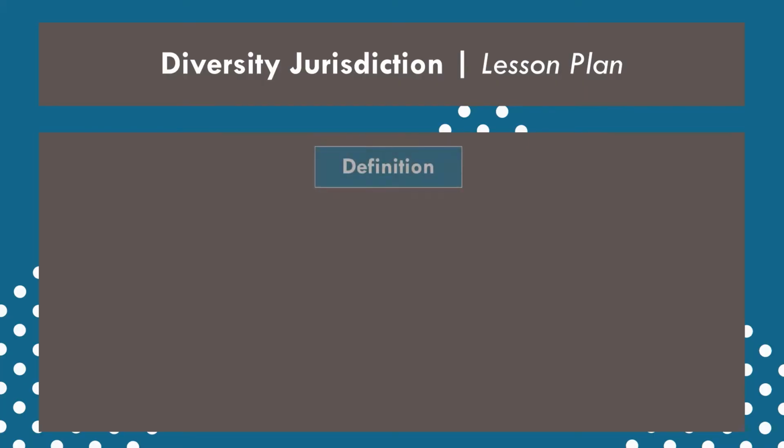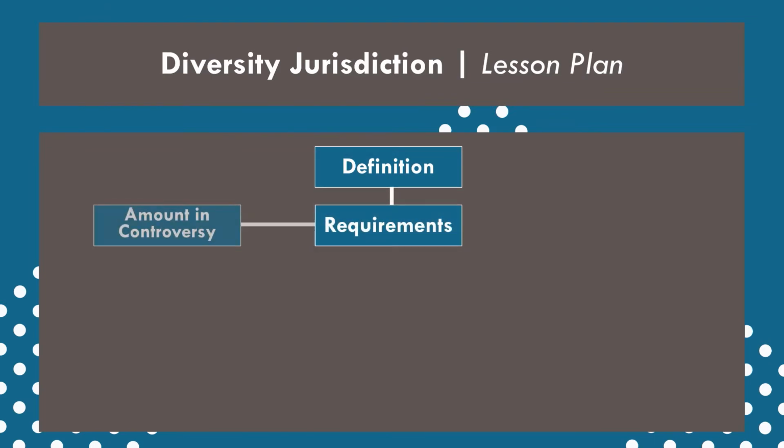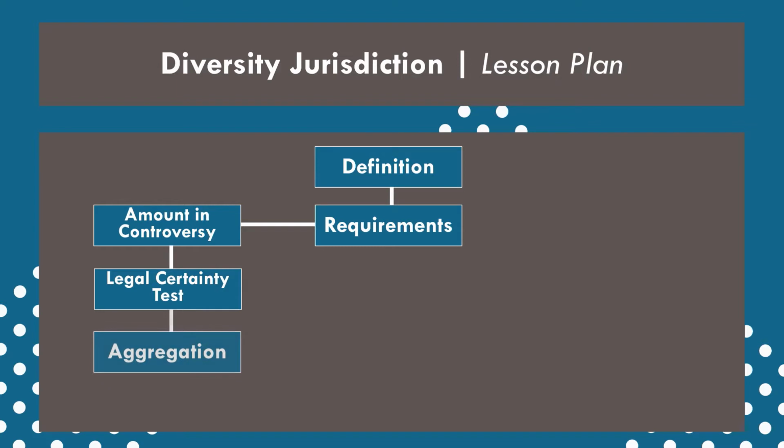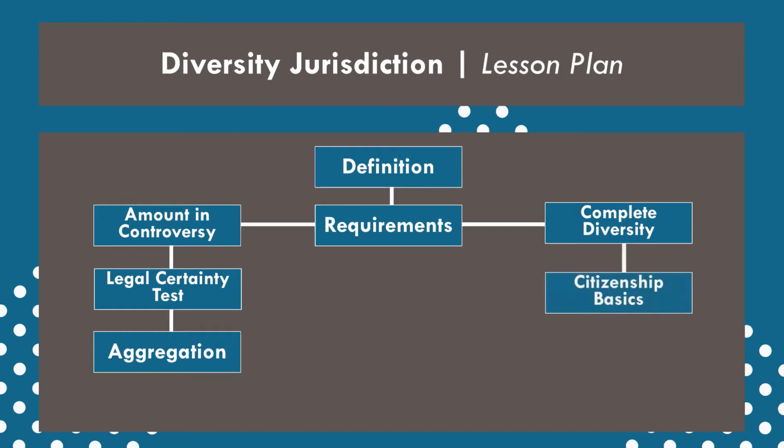This lesson will proceed as follows. We will start by defining diversity jurisdiction and then dissect its constituent parts. We will examine the amount in controversy requirement, take a look at the legal certainty test, and how a plaintiff may aggregate claims. We will then turn to the complete diversity requirement and then briefly examine citizenship basics.